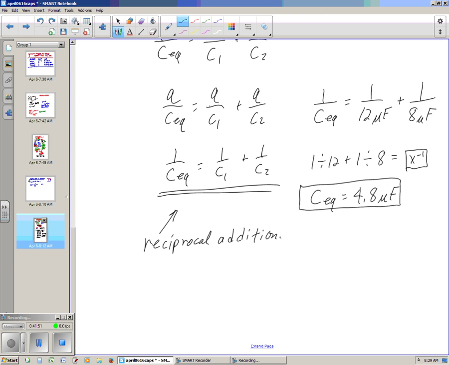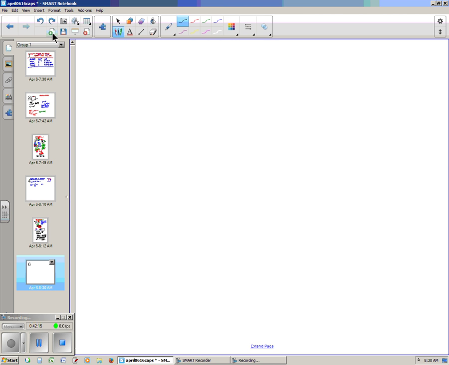And notice that C1 was 12 microfarads and C2 was 8 microfarads. The equivalent capacitor must always be smaller than that. We'll discuss that someday in class in the near future. But what we need to do now is finish this problem. There's only a few more minutes, so let's take a shot at that.